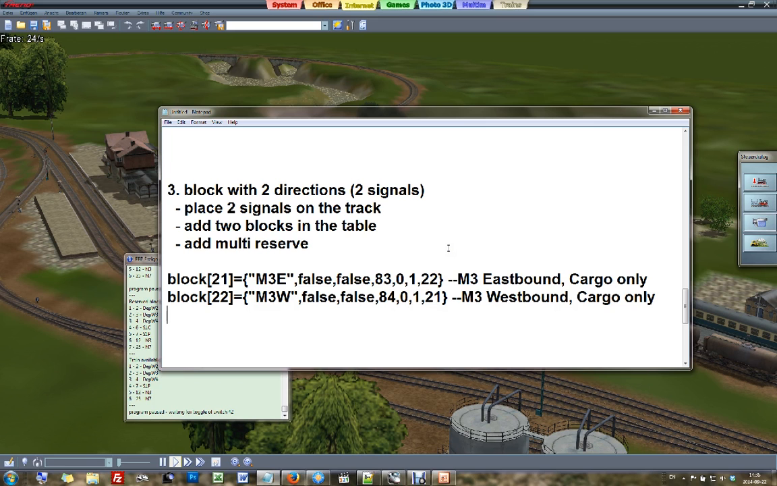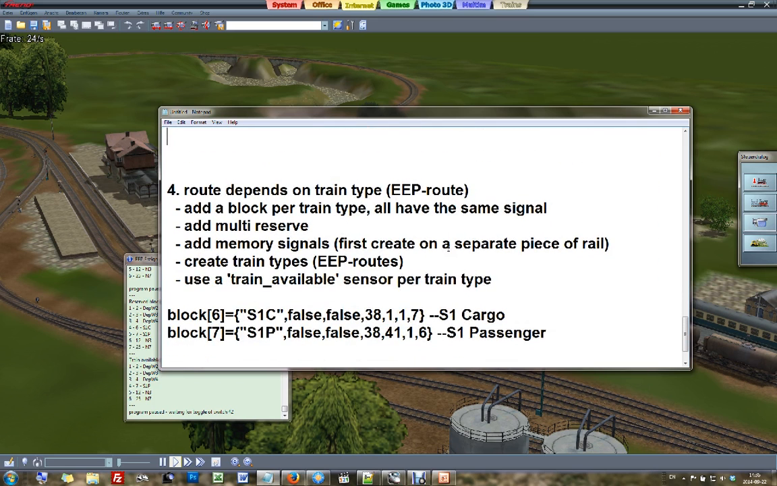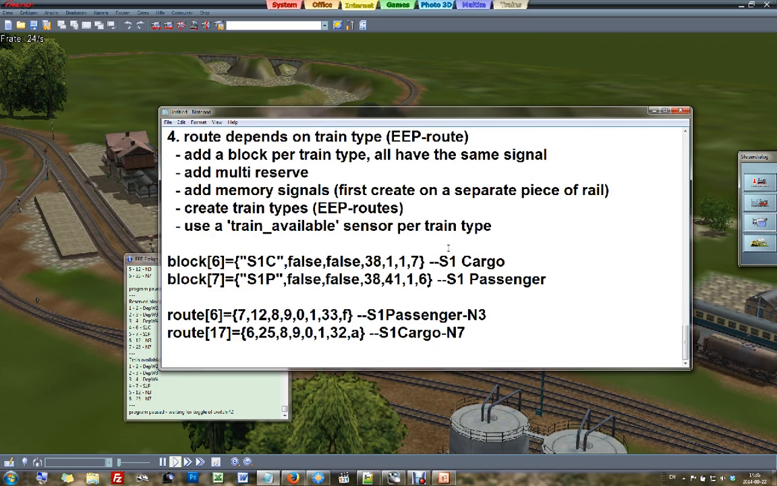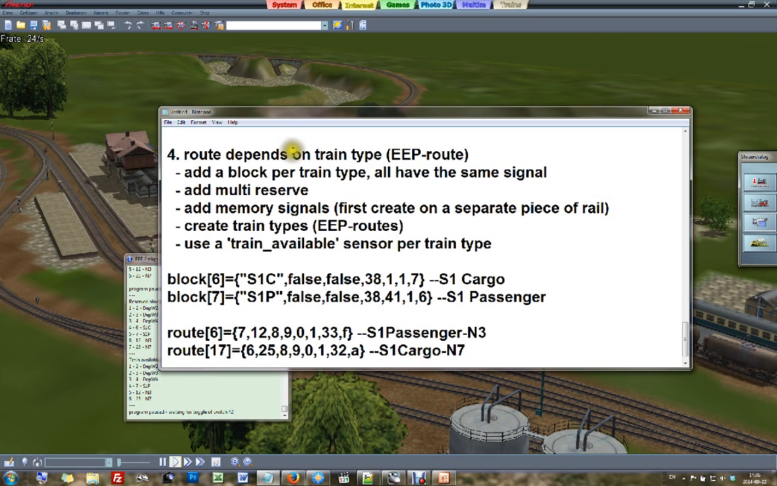That was situation number 3, and then the last one is situation number 4. We wanted to have this possibility to have different types of trains go to different routes.